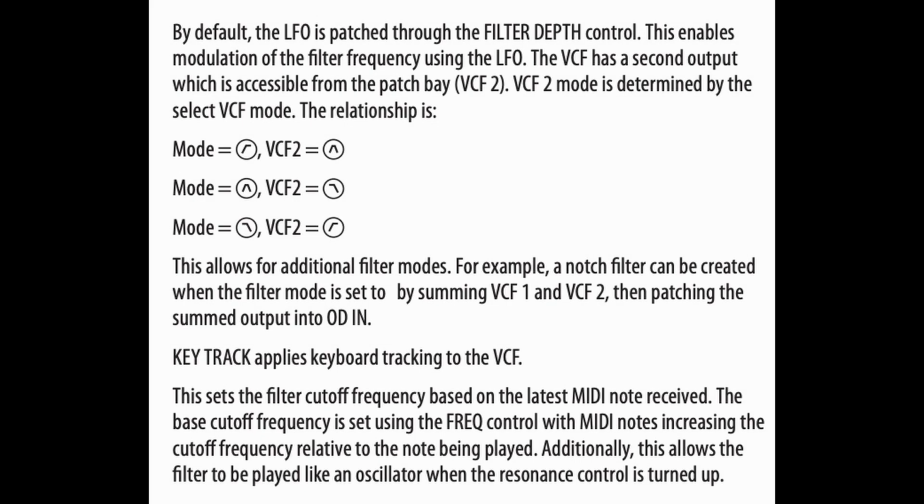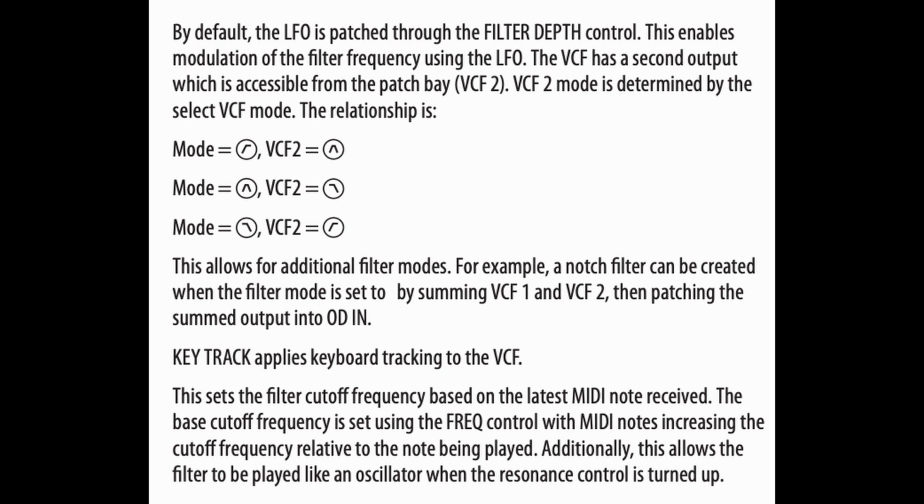Back to the Behringer Neutron manual, the last thing we're going to talk about is the VCF2. The VCF2 is basically another output from the VCF1, but the VCF2 mode is determined by the select VCF mode. The relationship is the mode in VCF1 will be one step ahead in VCF2, let's say. You can see here in the picture. This allows for additional filter modes, like they say.